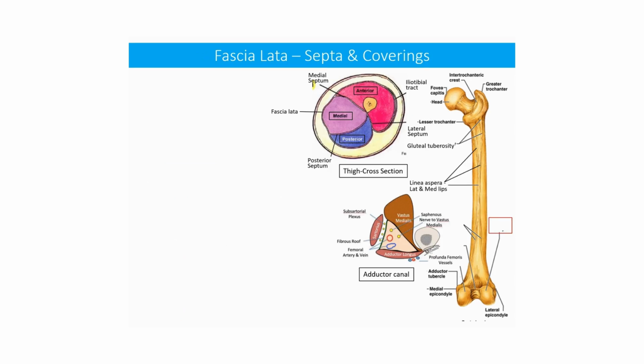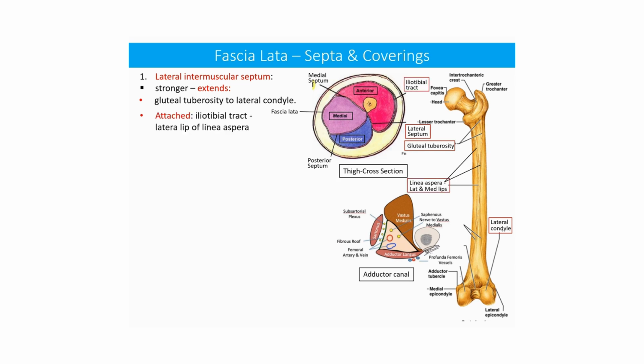Septa and fascial coverings provided by fascia lata. There are three septas provided by fascia lata: lateral intermuscular septum, medial, and posterior. First, the lateral intermuscular septum. It is the stronger of the three and extends from greater tuberosity to lateral condyle of the femur.